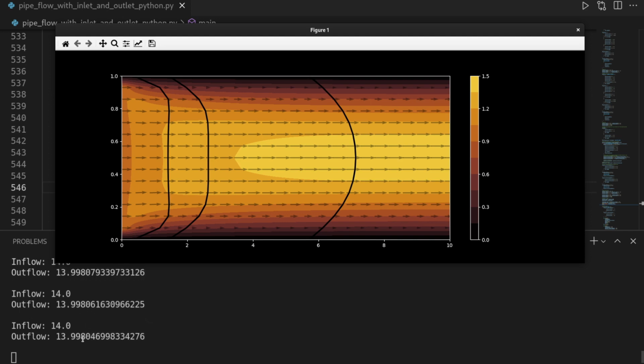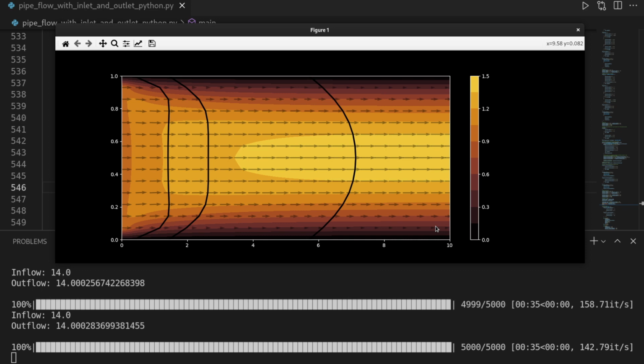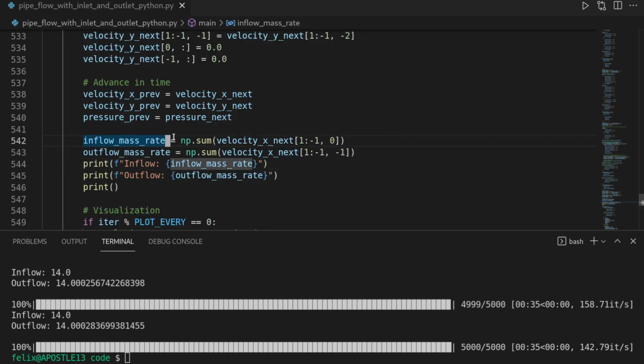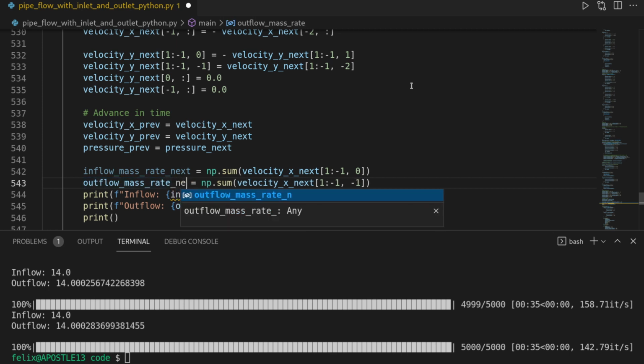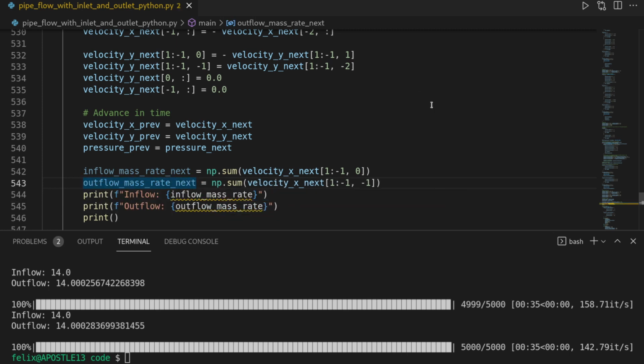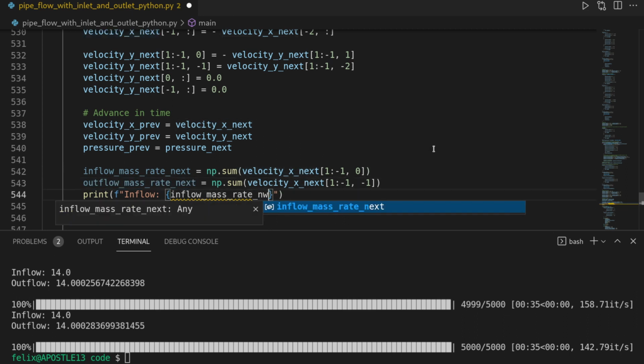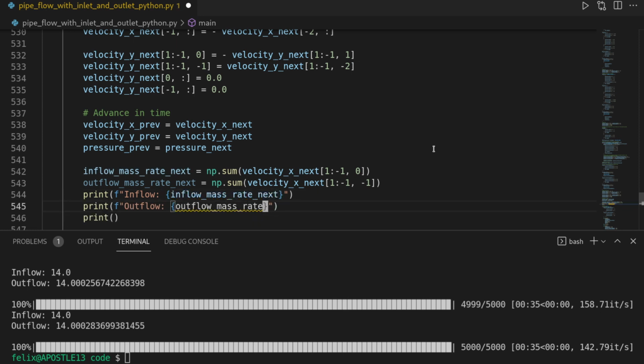And we can make it conserve that by multiplying the value that we set at the outlet with the ratio of inflow to outflow. Let me use these values that we have here, inflow and outflow mass rate, again when we prescribe the boundary condition. So let me do inflow mass rate next and outflow mass rate next in order to assess the point at this next time step. And we can maybe also call that one next here then.